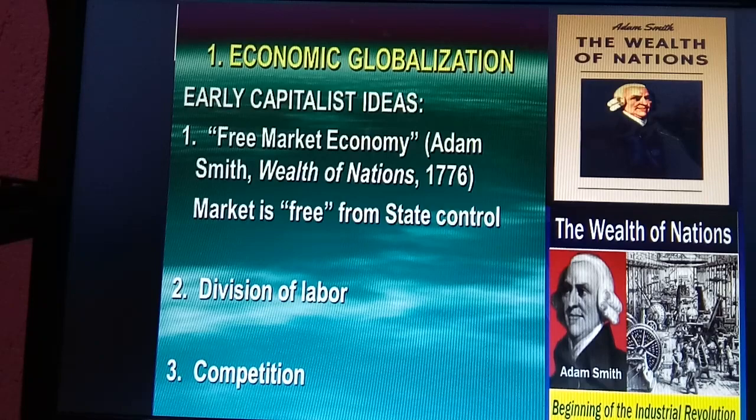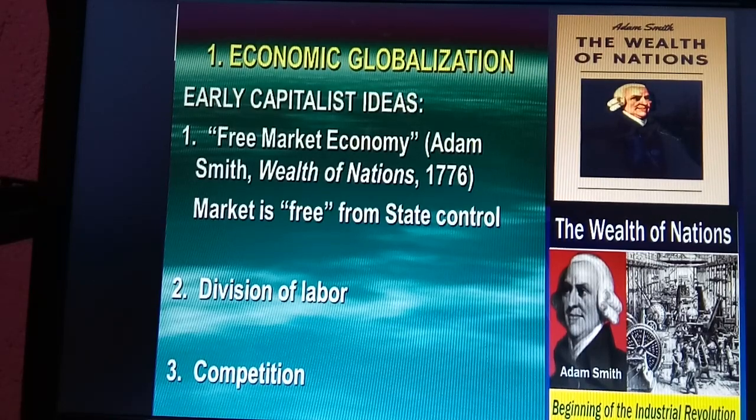So economic globalization, the early capitalist ideas, the factors behind economic globalization. It could be traced back to the early capitalist ideas of Adam Smith, whose popular masterpiece was the book entitled The Wealth of Nations, at the beginning of the Industrial Revolution. The capitalist who was the enemy of Karl Marx, because Karl Marx hates capitalism.